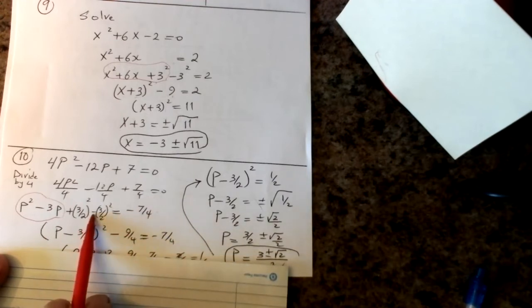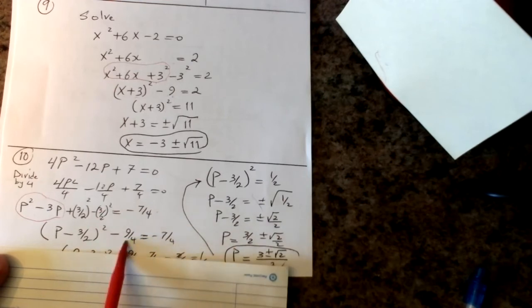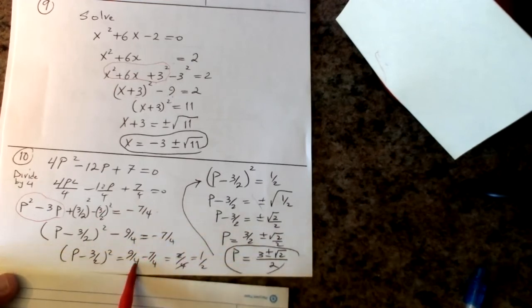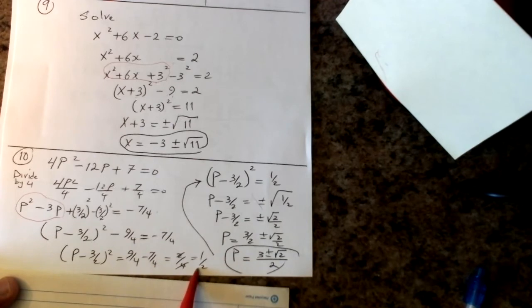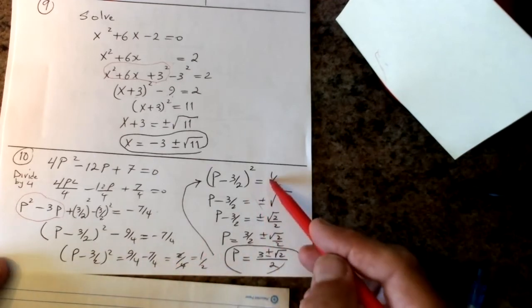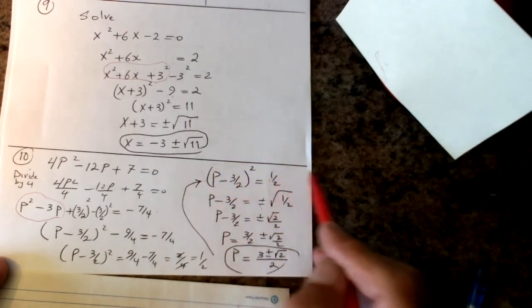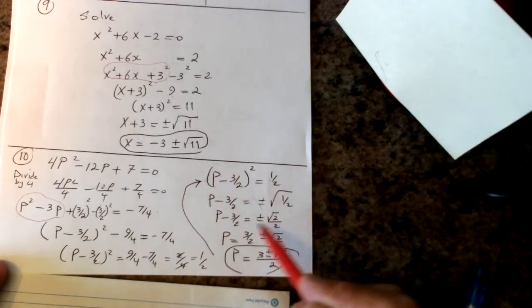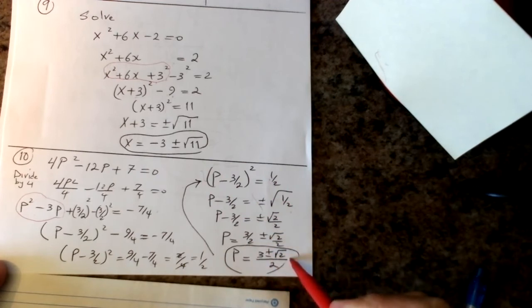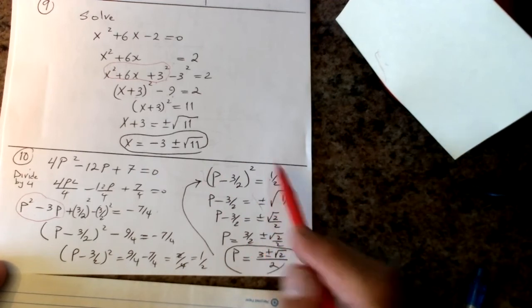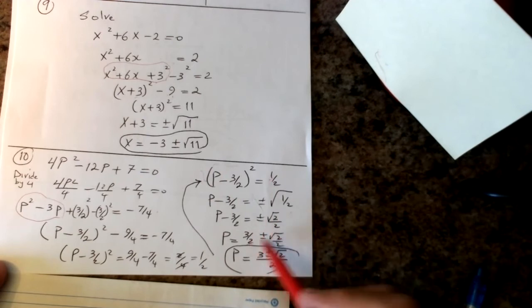Remember, this negative is not in the parentheses. So the negative is outside the parentheses. So 3 half to the power of 2 is 9 over 4. Move 9 over 4 to the other side, which is half. Then from here is a square root. You take a square root of both sides, plus or minus this. So it is not as easy as the other problems because you have to deal with the fractions.